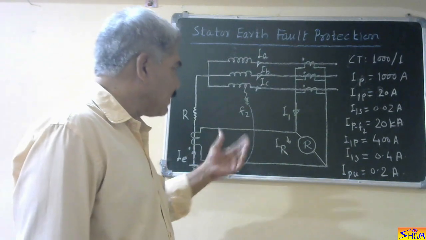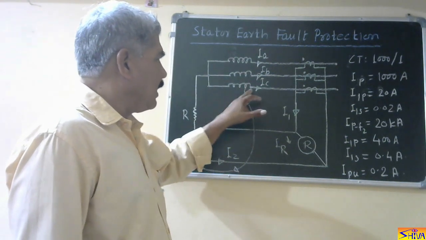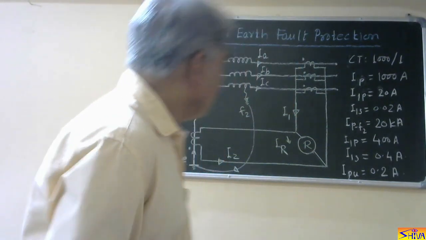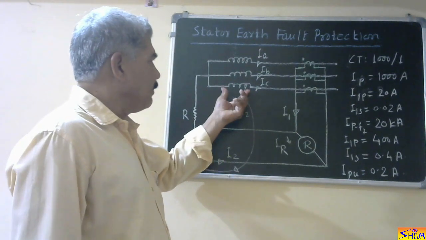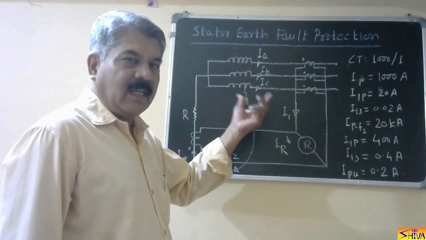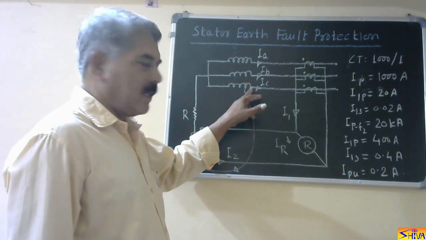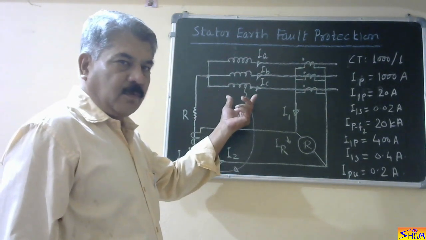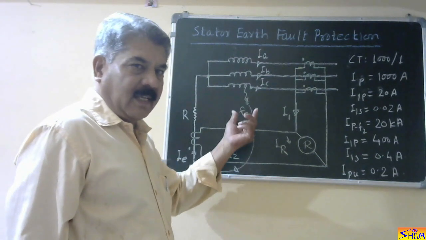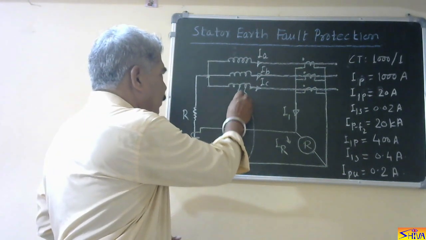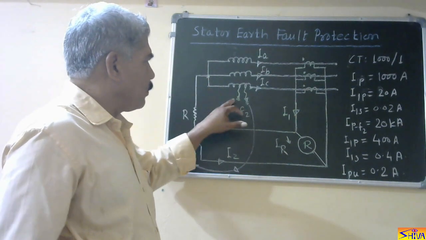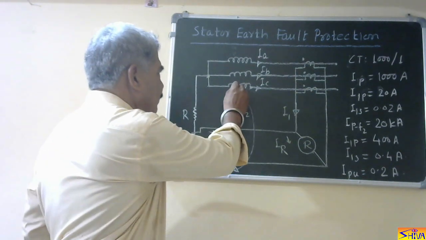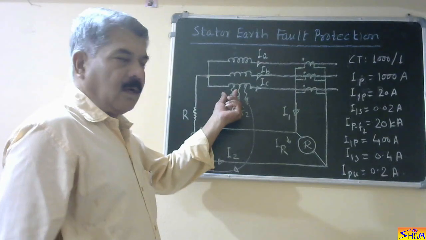Third point is, now earth fault can take place anywhere in this winding. Suppose earth fault takes place at the extreme end of this winding. Let us say this generator is generating 10 kV. So if earth fault takes place at this point, then from this point to this point, the complete winding is coming into picture. The generated EMF will be 10 kV. If earth fault takes place at the midpoint, then from this point to this point, the EMF we consider will be 5 kV.